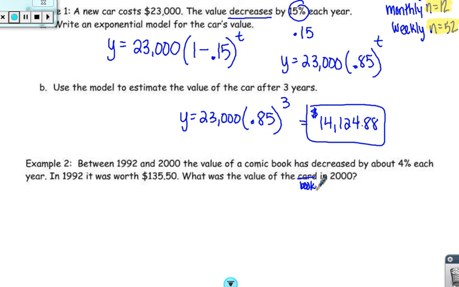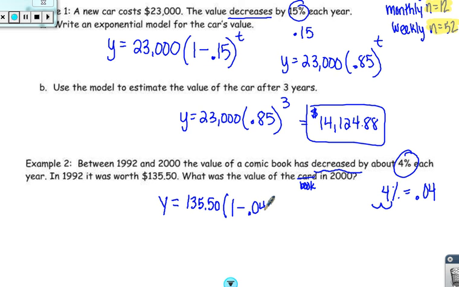So I'm trying to figure out my ending amount. I don't have that because I don't know how much it was in the year 2000, but I know it started with $135.50. I know it decreased, so I have a 1 minus situation, and it decreased about 4%. 4% written as a decimal is 0.04. Move it over 2 spaces. And I don't know my time. So I have $135.50 times 1 minus 0.04, which is 0.96, to the t.